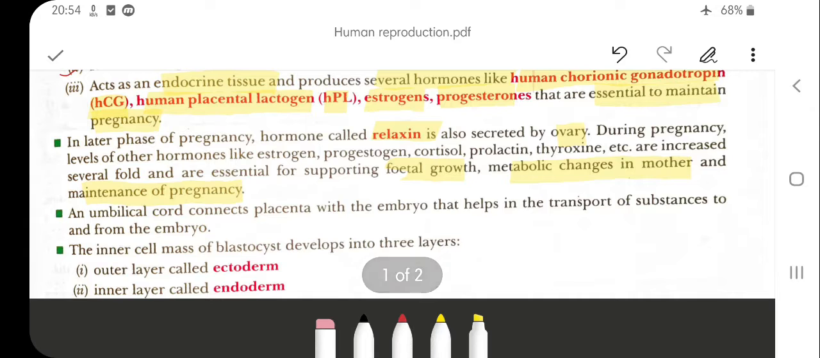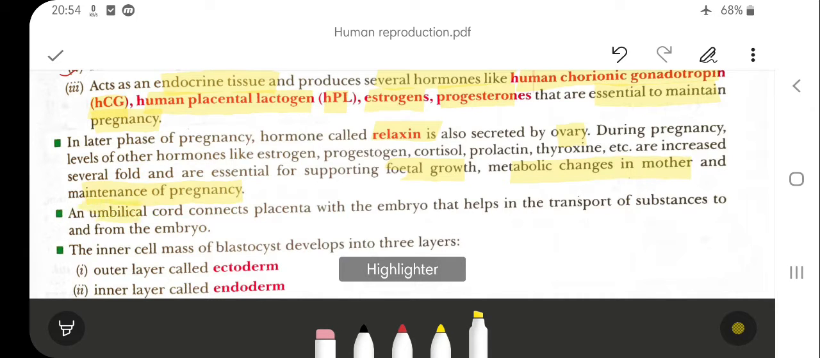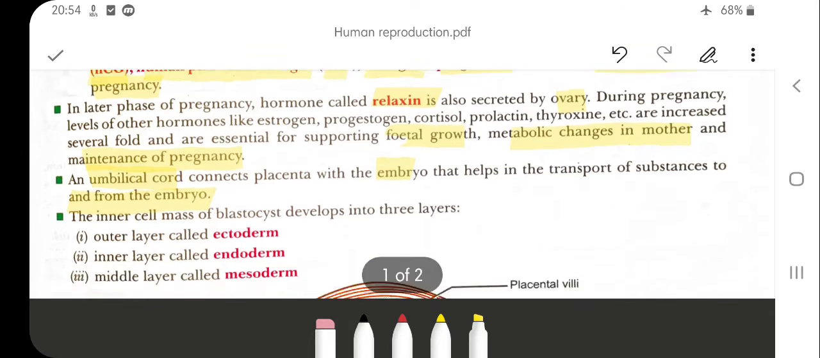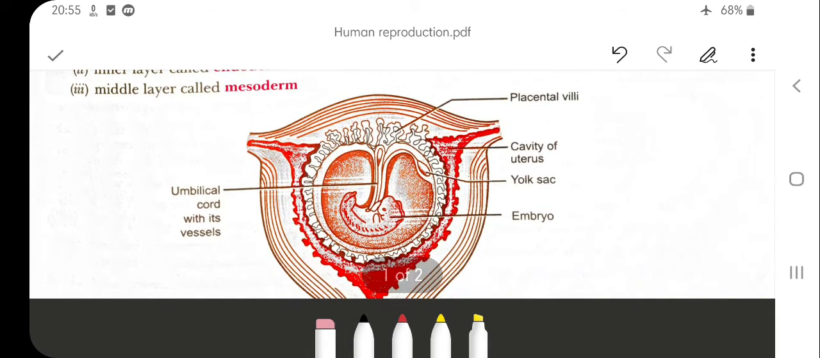And an umbilical cord connects the placenta with the embryo, which helps in the transport of substances to and from the embryo. So here you can see there is an umbilical cord in which the blood vessels are present, and they are helpful in the exchange of material between the embryo and the mother.